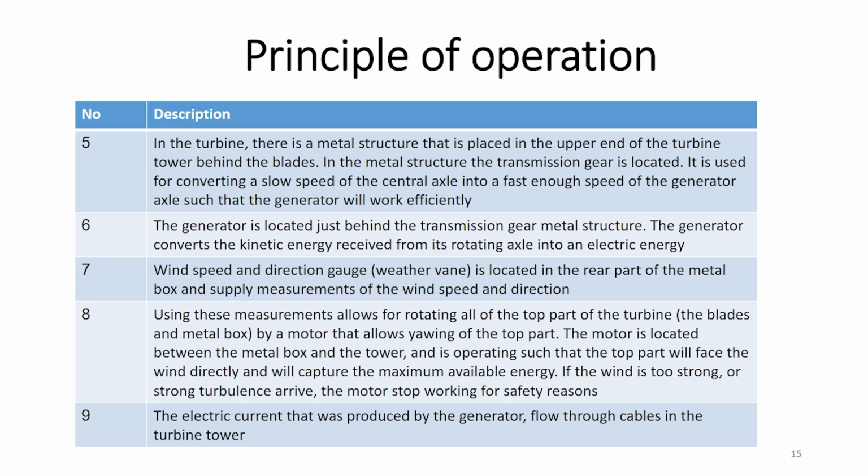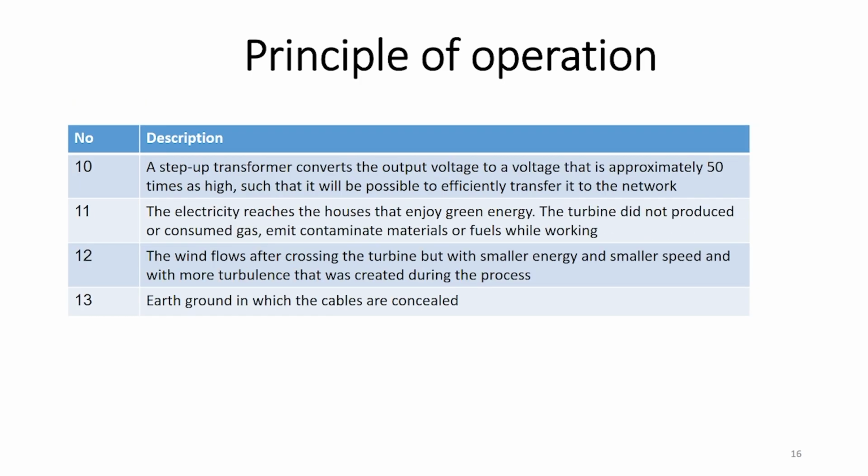9. The electric current that was produced by the generator flows through cables in the turbine tower. 10. A step-up transformer converts the output voltage to a voltage that is approximately 50 times as high, such that it will be possible to efficiently transfer it to the network. 11. The electricity reaches the houses that enjoy green energy.